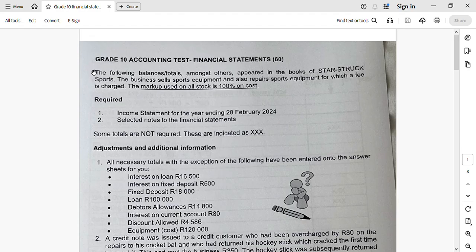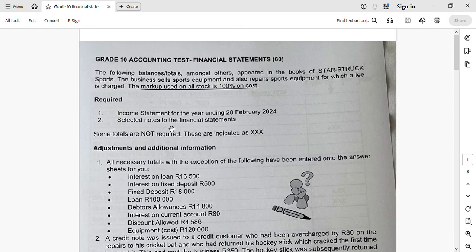Okay, they give you some balances and totals in the books of Starstruck Sports. They tell you that the business sells sports equipment and also repairs sports equipment for which a fee is charged. When you do a job for somebody, the amount of money you earn from that is called fee income, and then the markup used on all stock is 100% on cost. And you're required to do the income statement and selected notes to the financial statements.